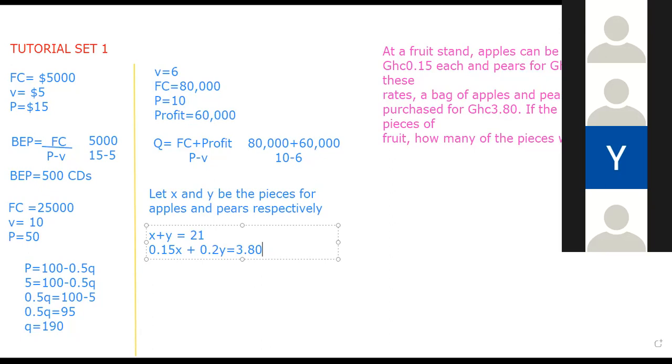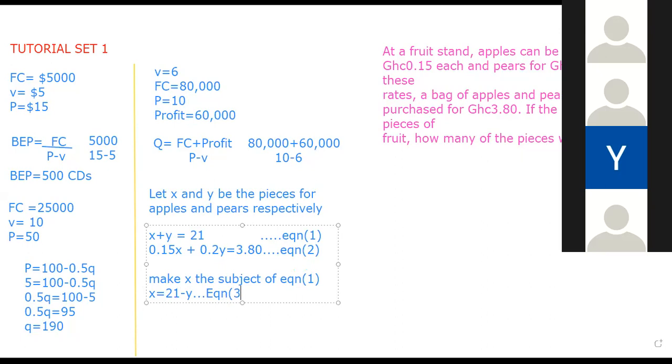To solve this, let's use the substitution method. So we can make this equation one, and this one will be equation two. Let's make X the subject of equation one. So making X the subject of equation one, we will get X is equal to 21 minus Y. And that can be named as equation three.